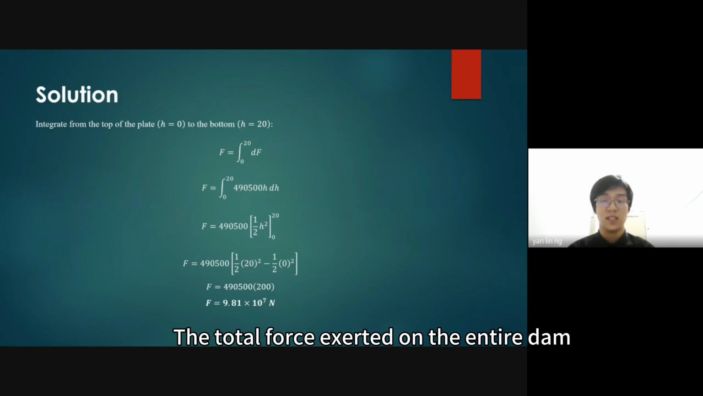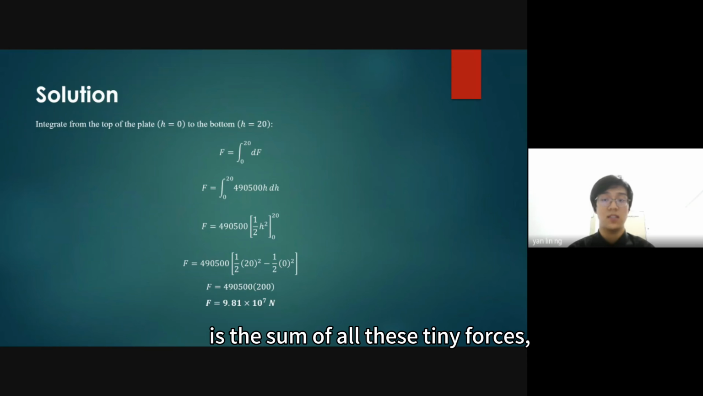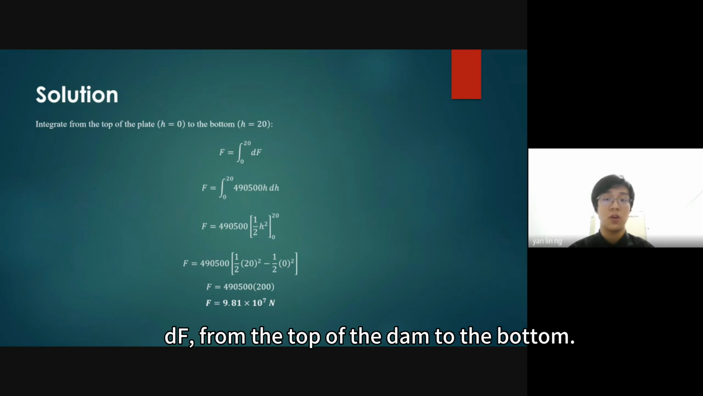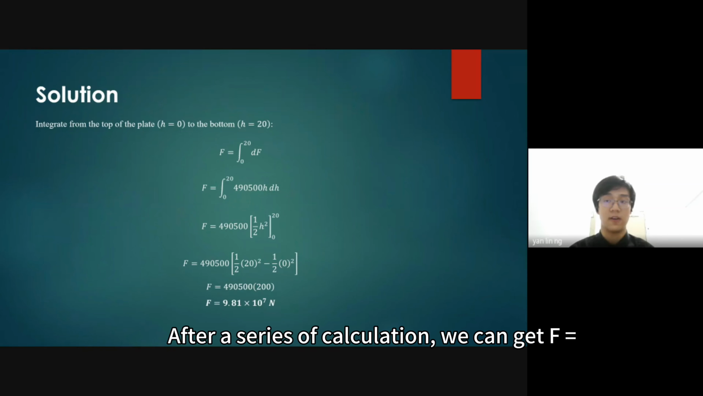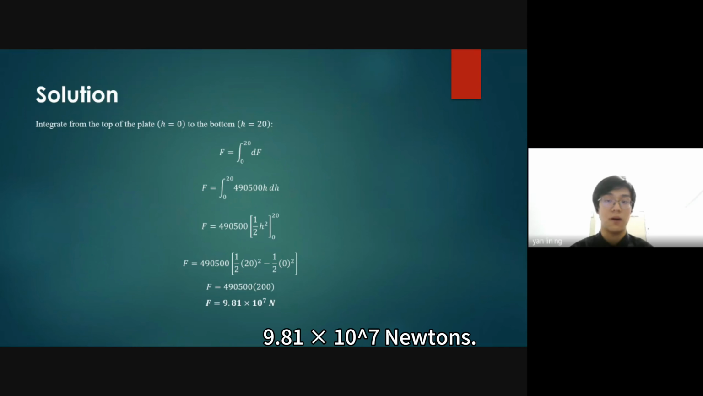The total force exerted on the entire dam is the sum of all these tiny forces, dF, from the top of the dam to the bottom. We integrate dF from h equals 0 to h equals 20. After a series of calculations, we get F equals 9.81 times 10 to the power of 7 newtons.